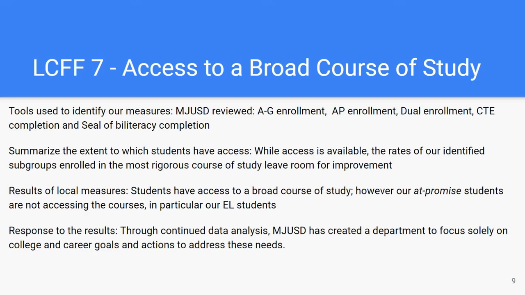Priority 7 focuses on a broad course of study. MJUSD uses our college and career indicator to evaluate this measure. We believe access is available to all students. However, our unduplicated students are not necessarily enrolled in our most rigorous courses, in particular our English learners. To address this, MJUSD created a department that will fully focus on college and career readiness.